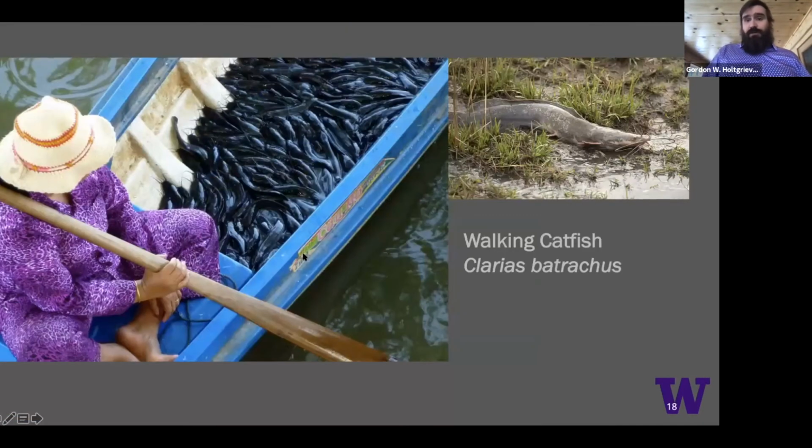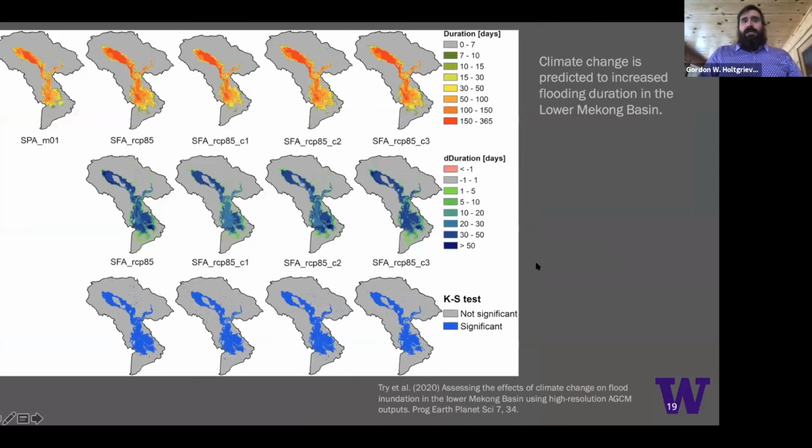It's important for the biology. There are all sorts of different forms of adaptation of animals to this flood and drought cycle. This one is the walking catfish. It basically stays in one spot and is all happy when the water's in, but when the water's out, it just gets up and walks somewhere else. It just says, okay, I'm going to walk over. There are all sorts of adaptations to deal with this flooding. It is by far the dominant structuring force in this ecosystem.